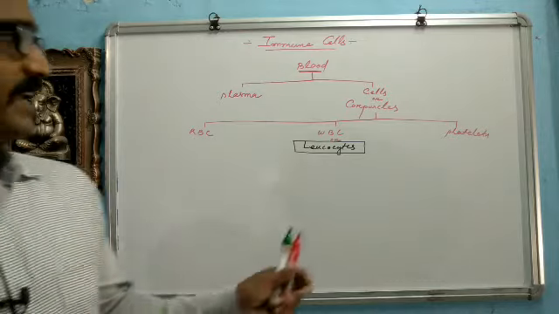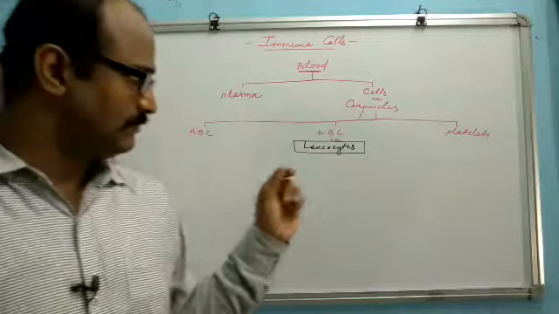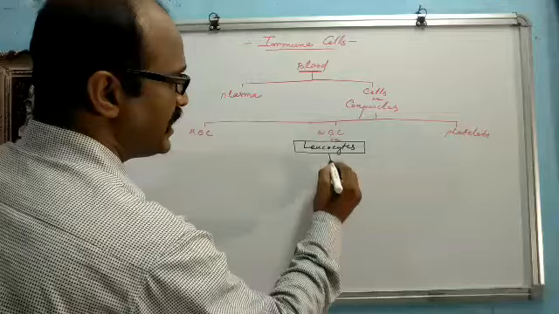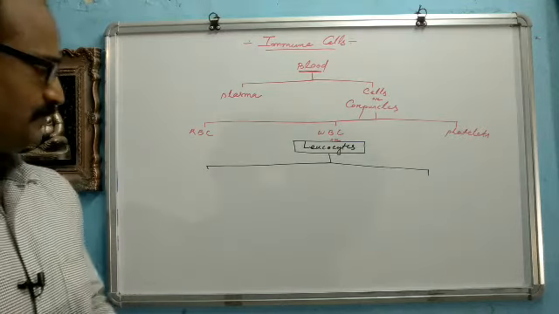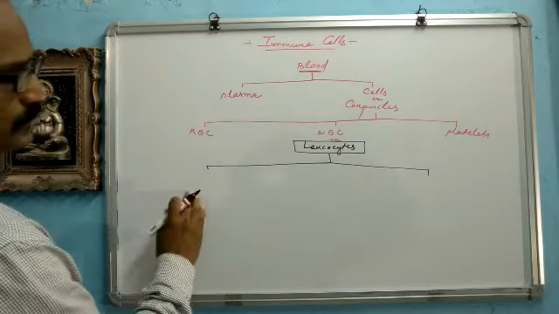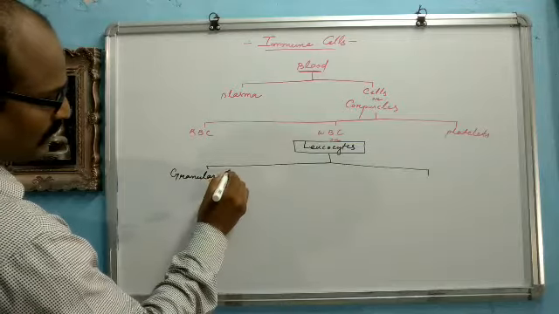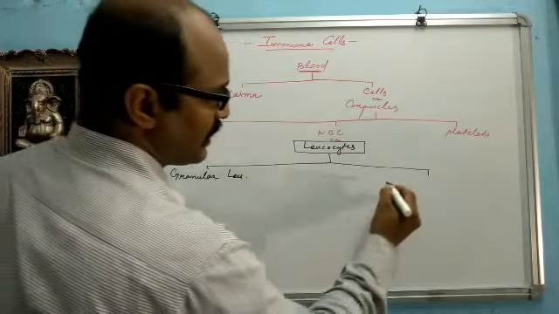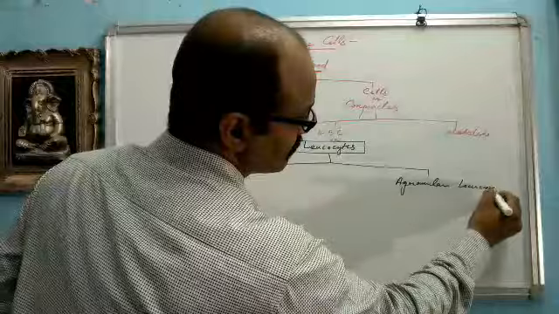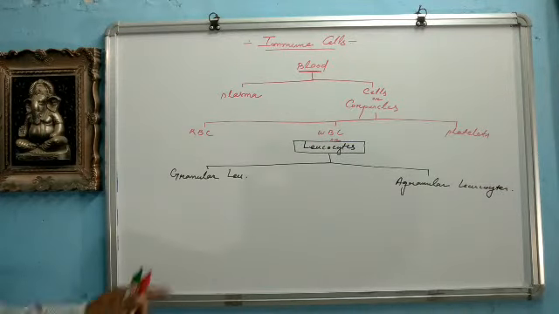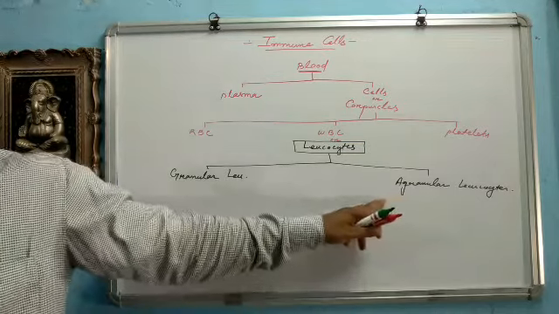These leukocytes take part in our defense system. Leukocytes are classified into two types on the basis of granules: granular leukocytes and agranular leukocytes. The granules are present in the cytoplasm in granular leukocytes, and in agranular leukocytes the granules are absent.